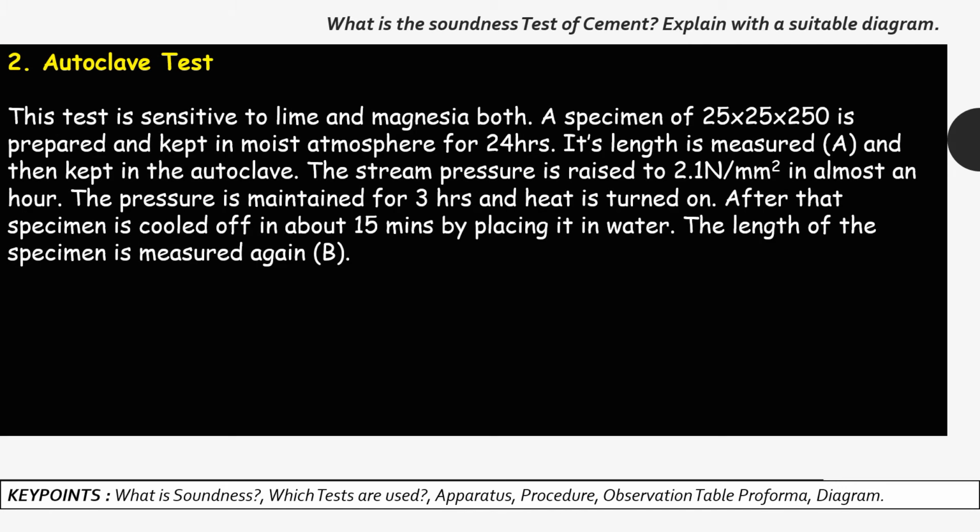Now let's talk about the second test, that is the autoclave test. This test is sensitive to lime and magnesia both, unlike the earlier test which was sensitive mostly to lime. In this test, a specimen of 25 by 25 by 250 mm is prepared and kept in a moist atmosphere for 24 hours.